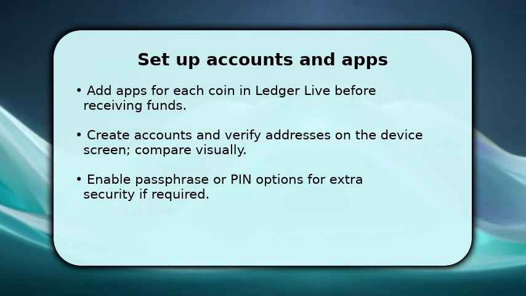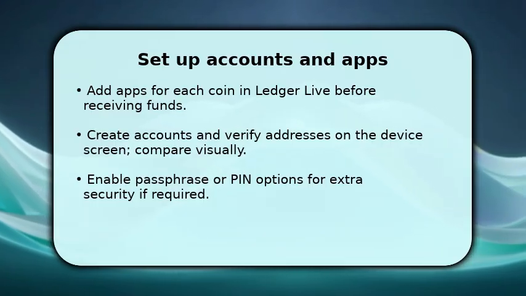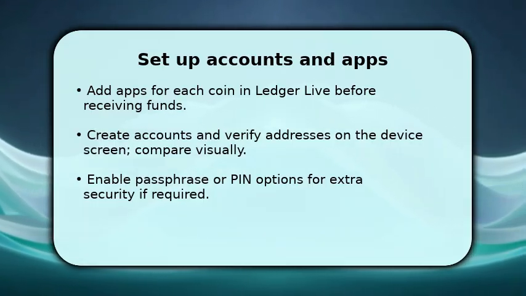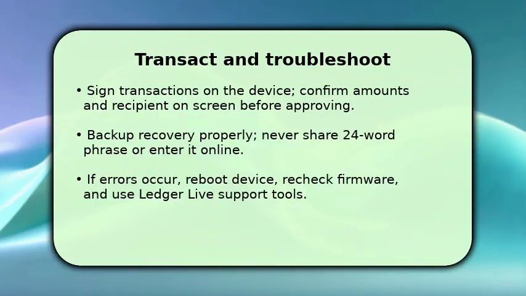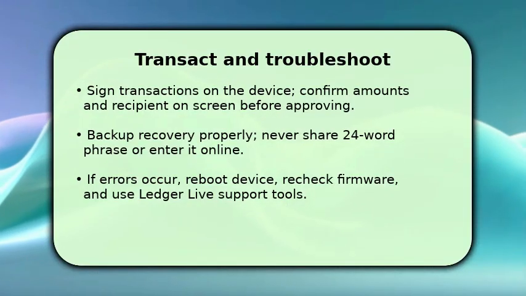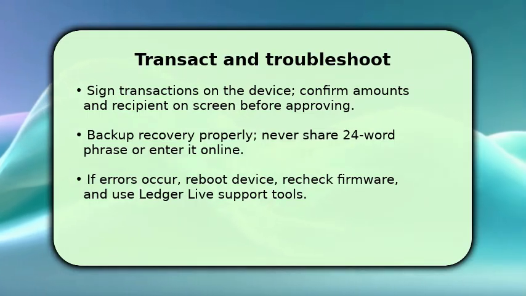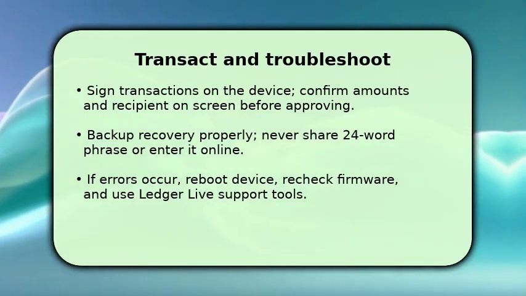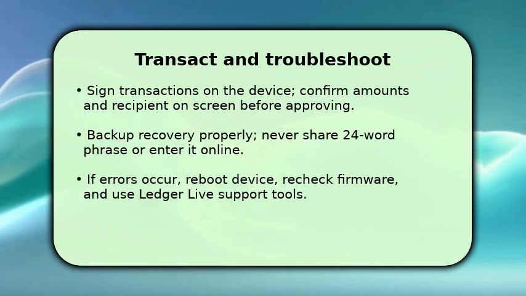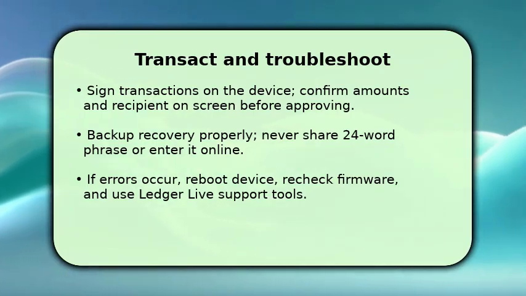You complete transactions by initiating them in Ledger Live and physically confirming each detail on the device, because signing happens offline for security. After approving, wait for network confirmations and check the on-chain record. For long-term safety, keep a tested offline backup of your recovery phrase in a secure location.